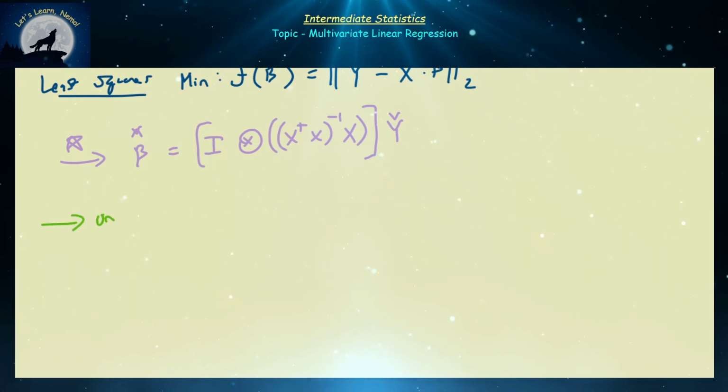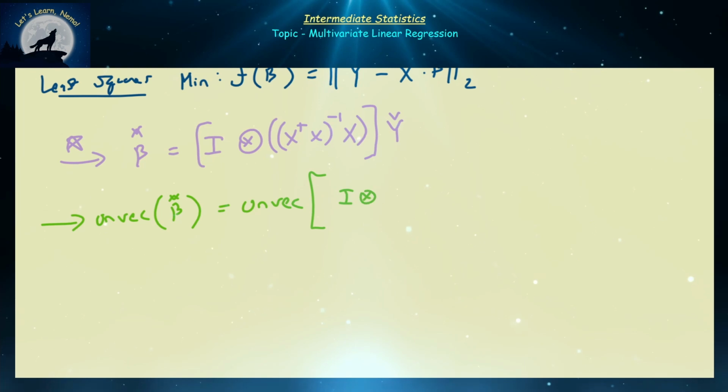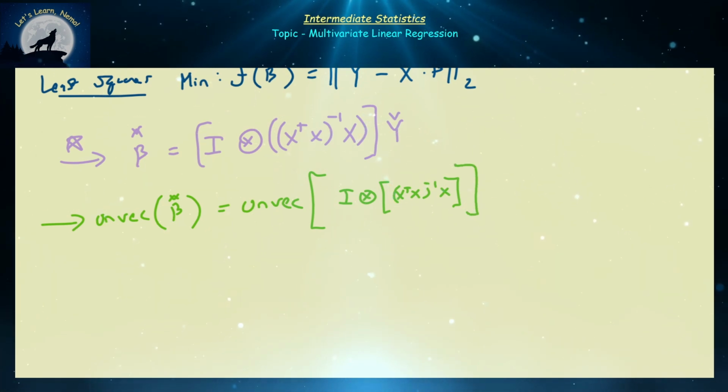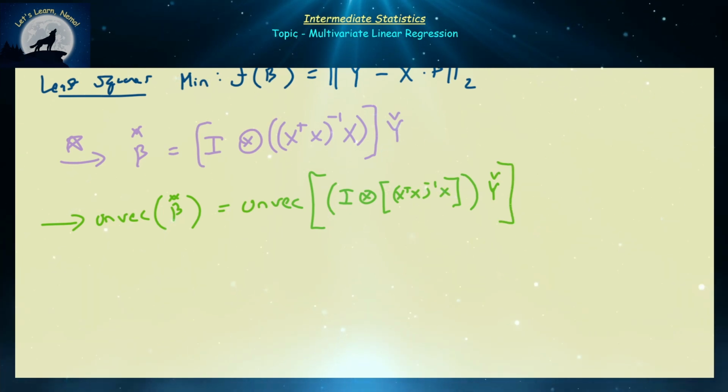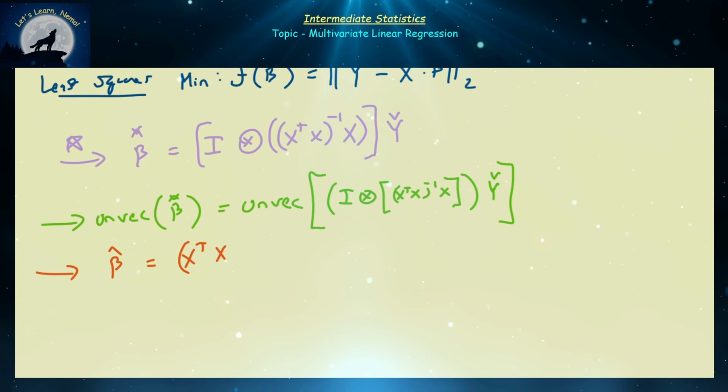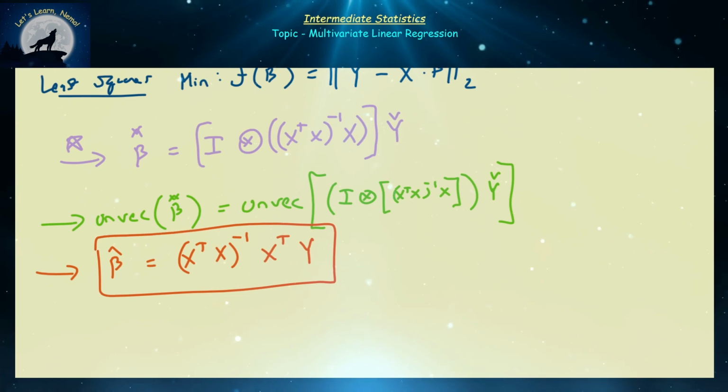We don't want the vectorized version, we want the unvectorized version, right? So we're going to have the unvectorized version of beta hat, which will be equal to the unvectorized version of this object, I Kronecker product with X transpose X inverse and X, and let's not forget our lonely little vectorized y there. So let's throw that there, right? One can also do as an exercise that once you have that, beta hat, the matrix, will actually just be equal to X transpose X inverse times X transpose y. You're going to have this result.